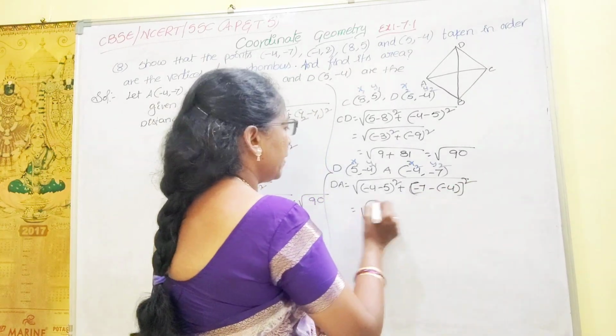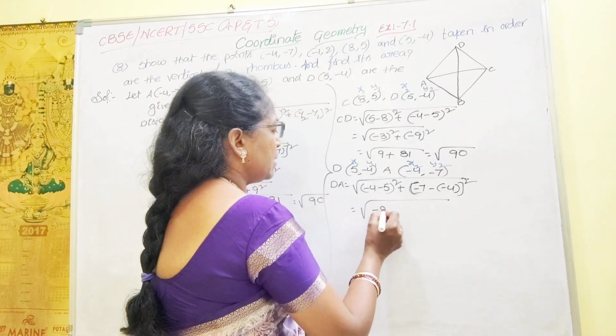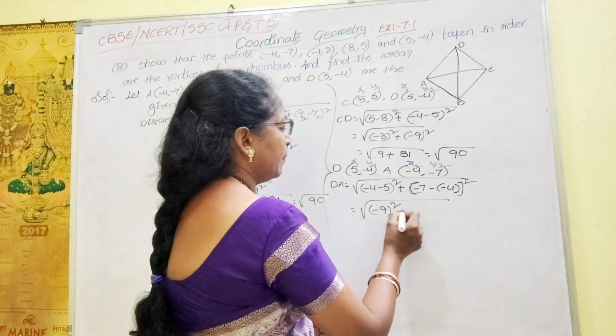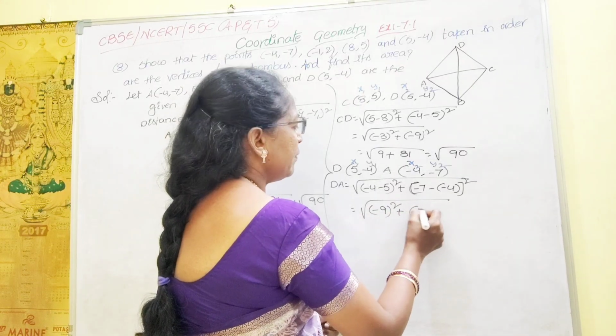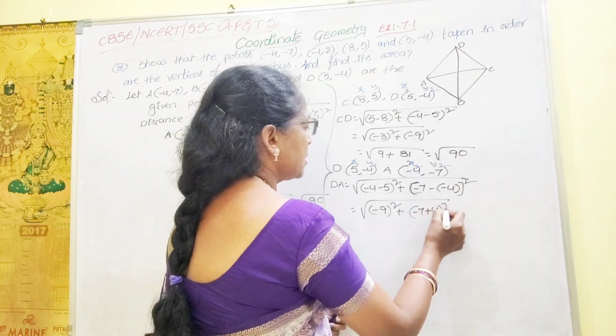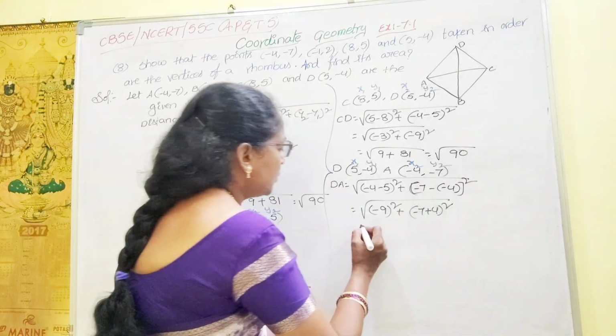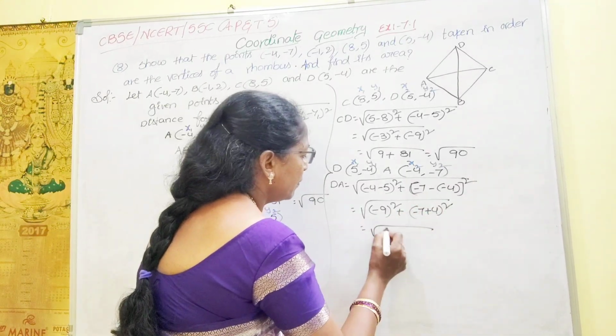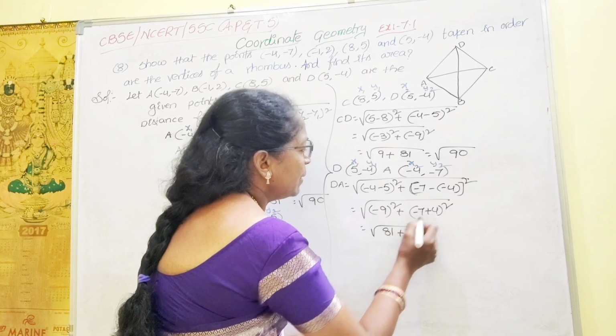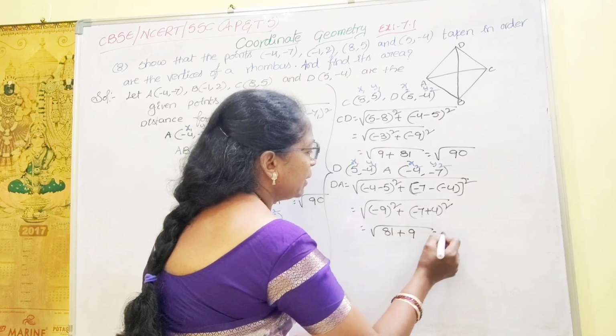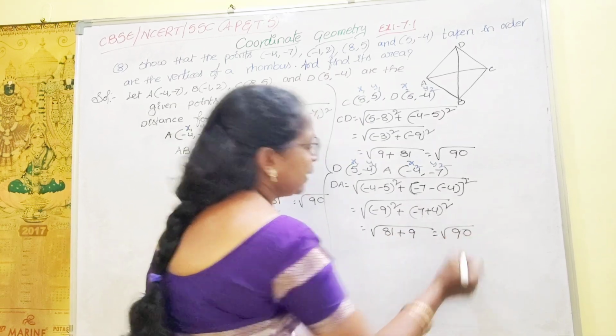That equals the square root of (-9) whole square plus (-7 plus 4) whole square. Minus into minus is plus. So that equals the square root of 9 square, 81, plus 3 square, which is 9. That equals the square root of 90.